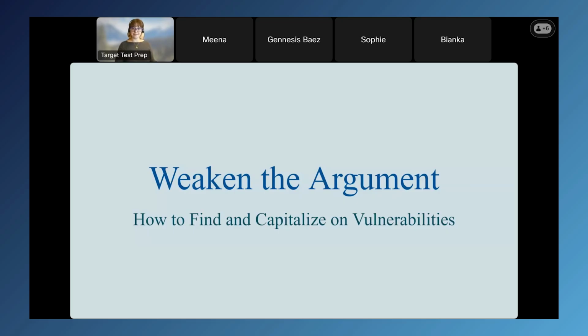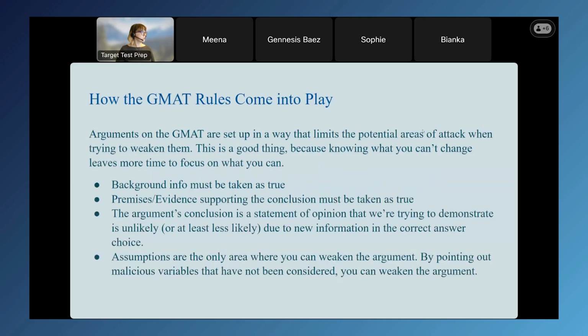Okay, let's get started. So we are going to do weaken the argument questions today for the GMAT. Just to start, there are a couple of things that come into play with critical reasoning across the board, or at least for argument questions.